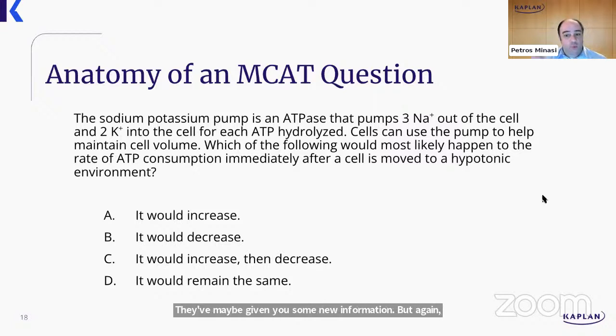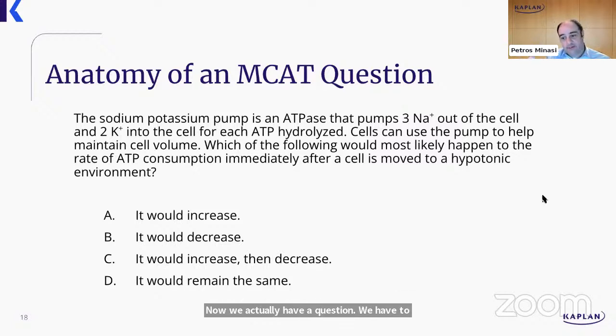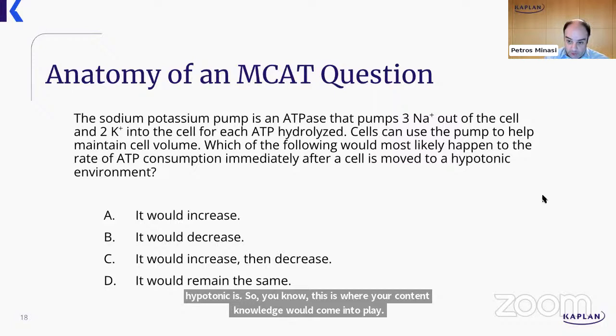Third sentence says, which of the following will most likely happen to the rate of ATP consumption immediately after a cell is moved to a hypotonic environment? Now we actually have a question. We have to define what hypotonic is. So, this is where your content knowledge would come into play. Hypotonic means low solute concentration.